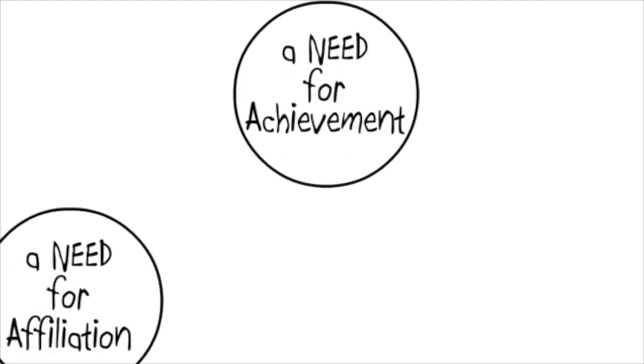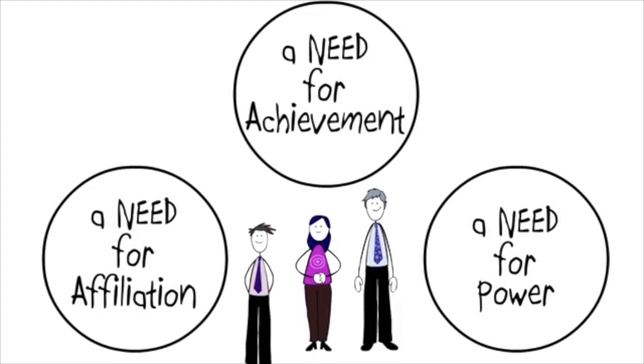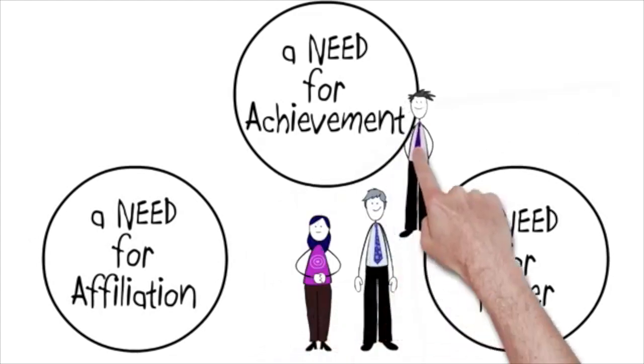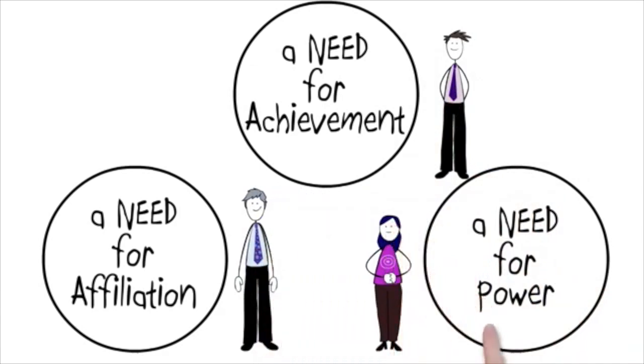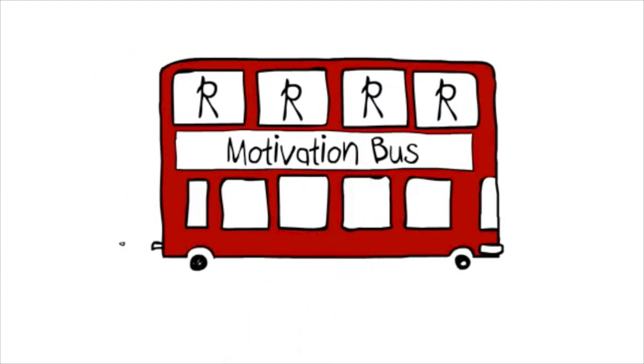Using McClelland's motivation theory, you can identify the dominant motivators of people in your team, then use this information to structure how you motivate and reward them. You could use one of the four R's of motivation. Why don't you go and watch that animation now?